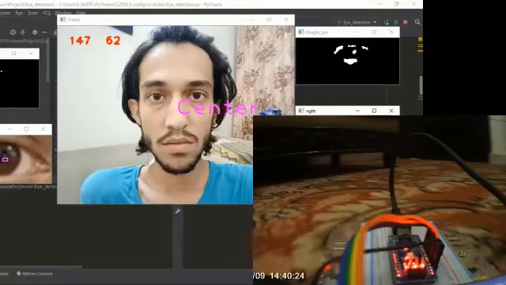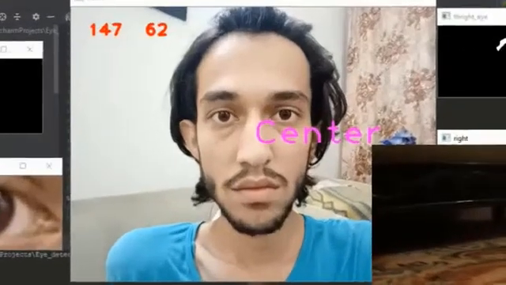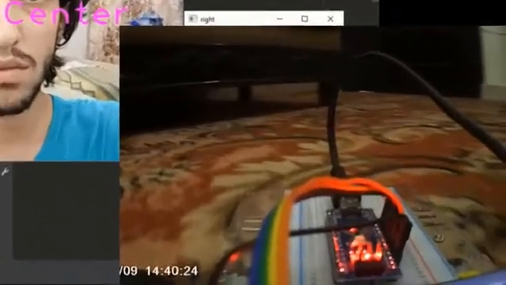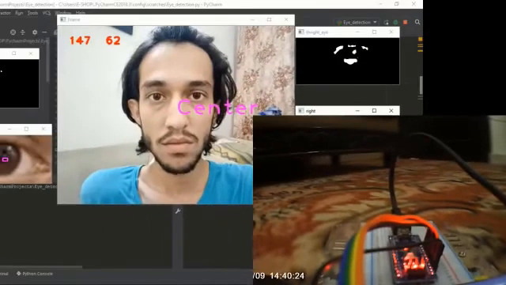So this is going to be a video demonstration of my project. The idea over here is that in the direction I'm going to be looking, the robot should go in that direction as well. The direction my eyes are looking at is going to be displayed on the screen over here, and over here we can see the GoPro camera that's mounted on the robot, so we could see what direction the robot would go in.